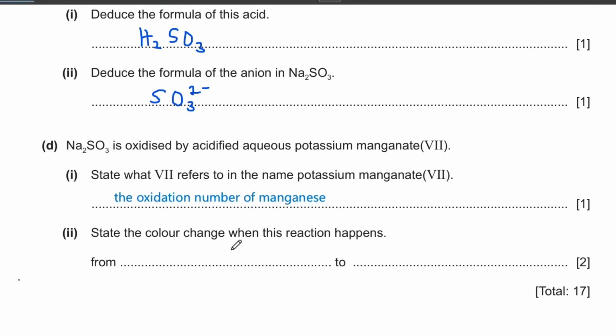Next, state the color change when this reaction happens. So the answer is from purple to colorless. Potassium manganese 7 is purple in color. So when oxidation happens, it changes to colorless.